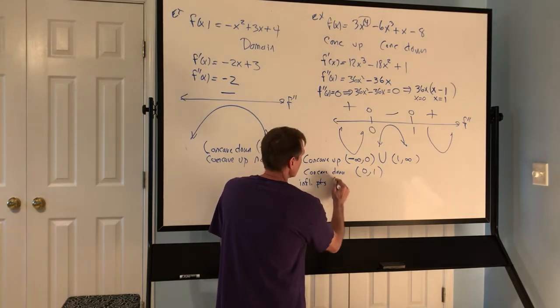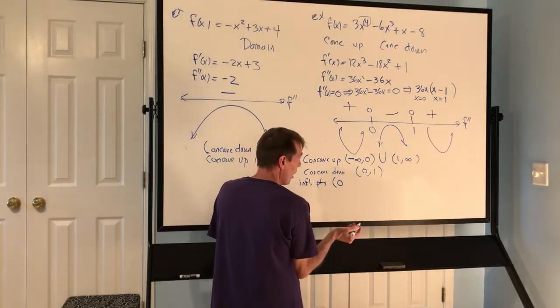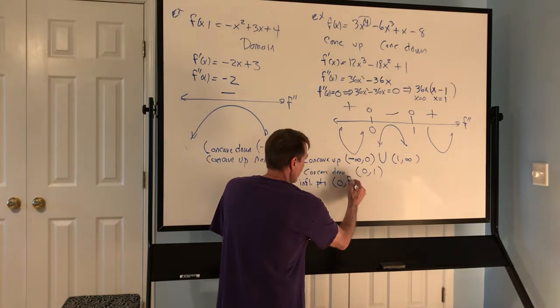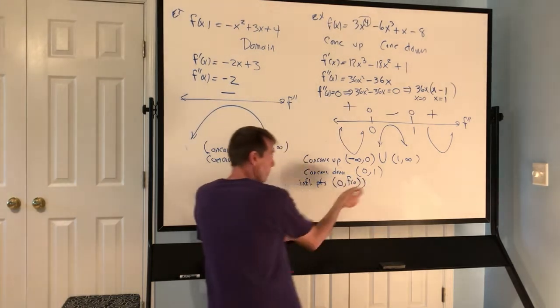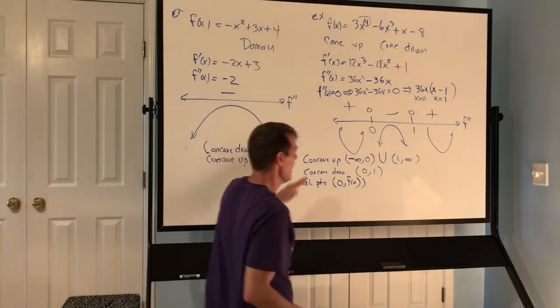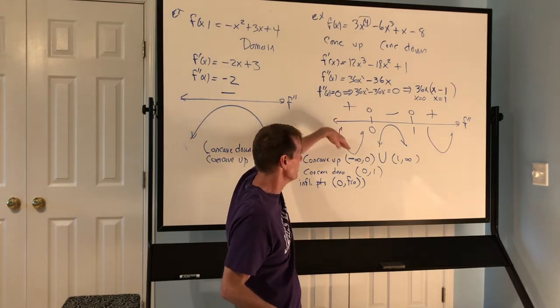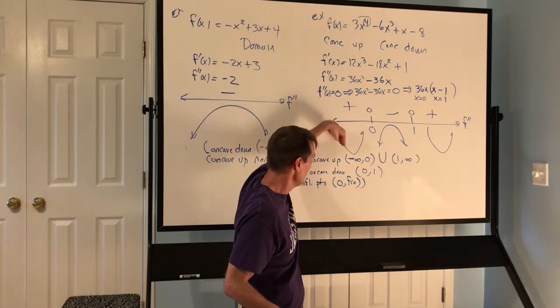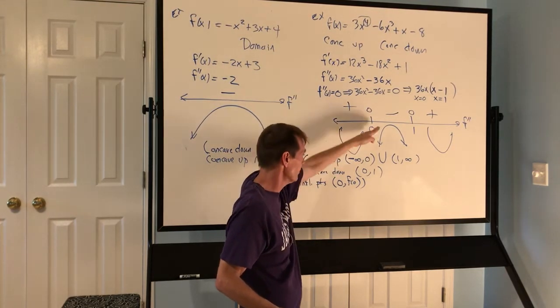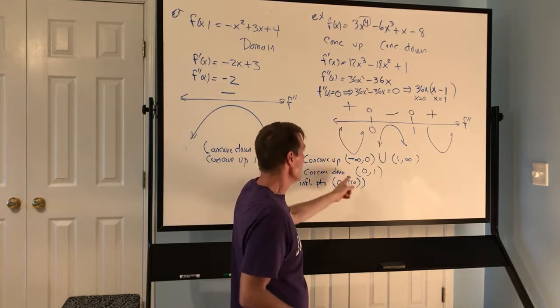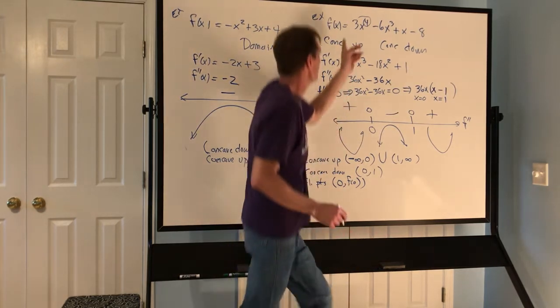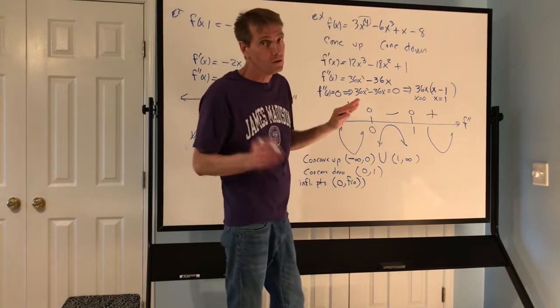My inflection points. When x is 0 and f of 0, there's my point on the graph. At that point, we change on the graph from smiling to frowning. Now I could plug this back into the original function. I put a 0 into the original function.